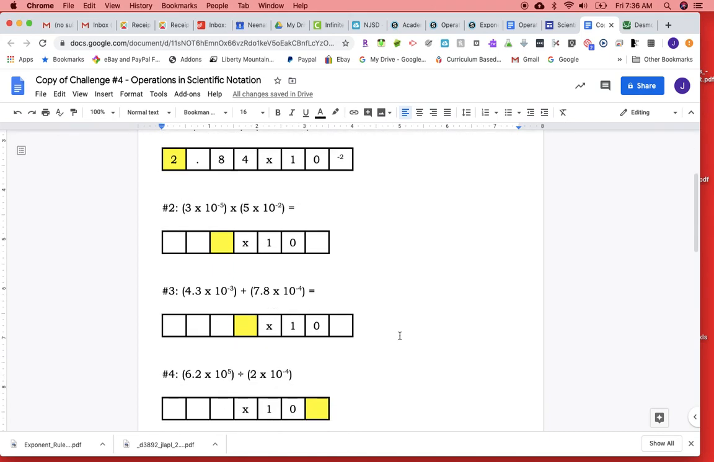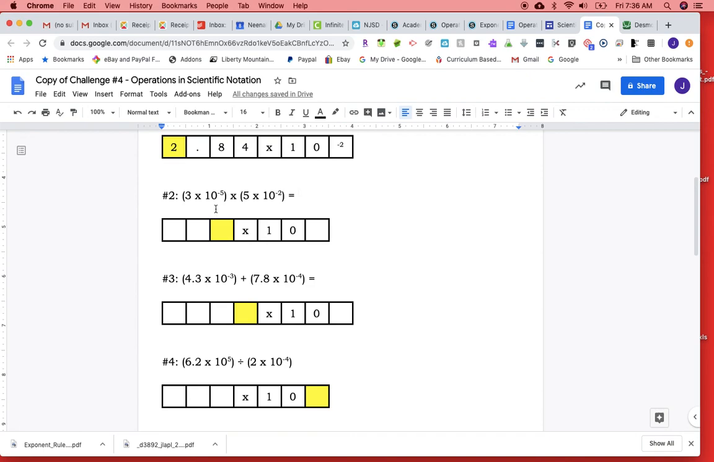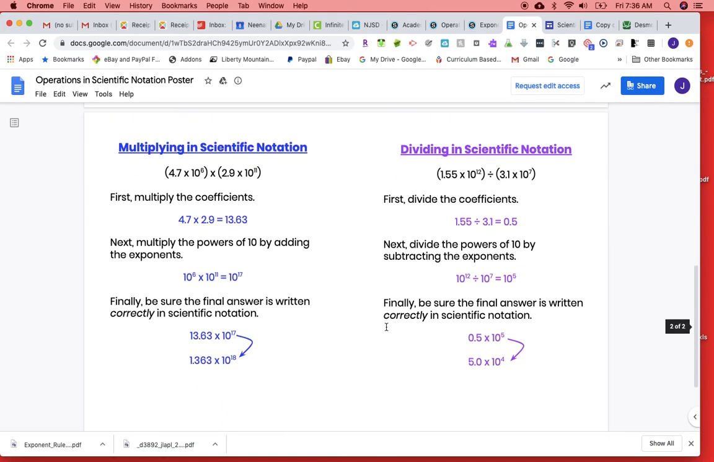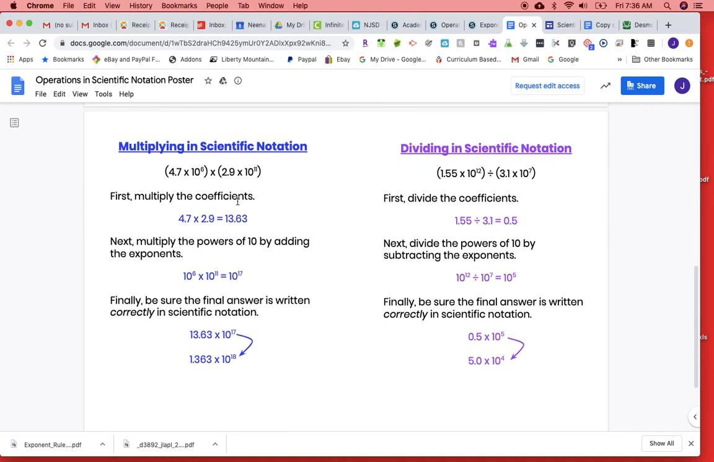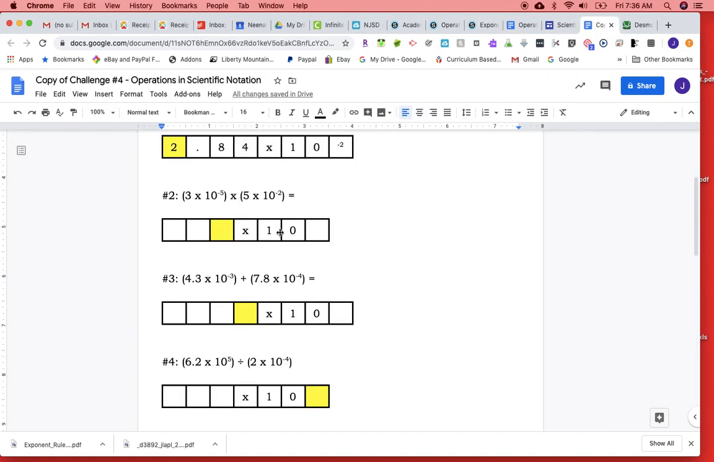All right, let's move on to the next one. 3 times 10 to the negative 5th times 5 times 10 to the negative 2nd. Let's look at our rule sheet for multiplying, because that's what we're doing. It says first multiply your coefficients, then next multiply the powers of 10 by adding the exponents. Then we have to make sure they're in correct form. So multiplying is a lot easier. Seems like a lot less work.